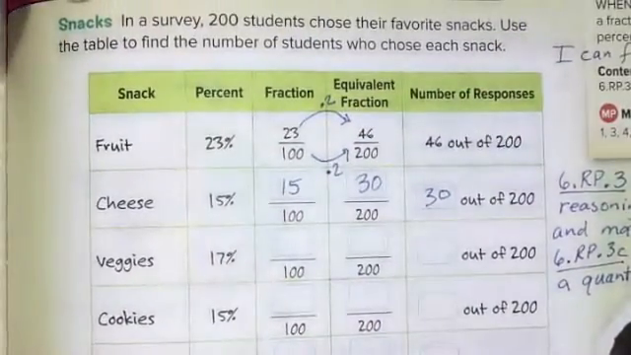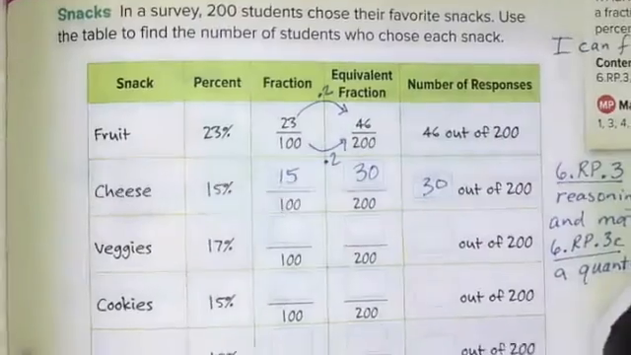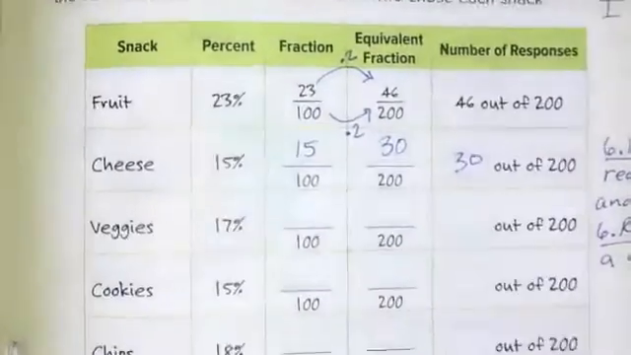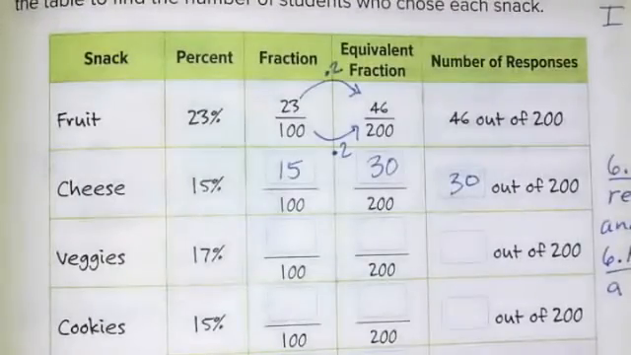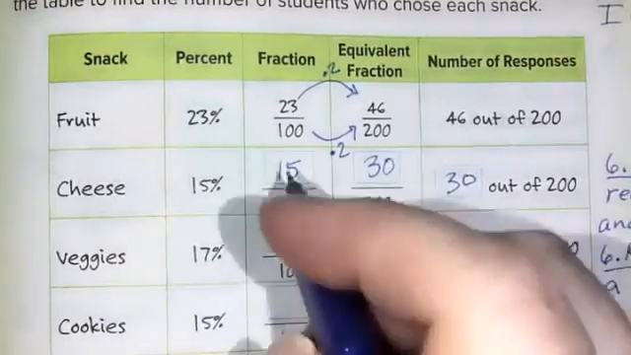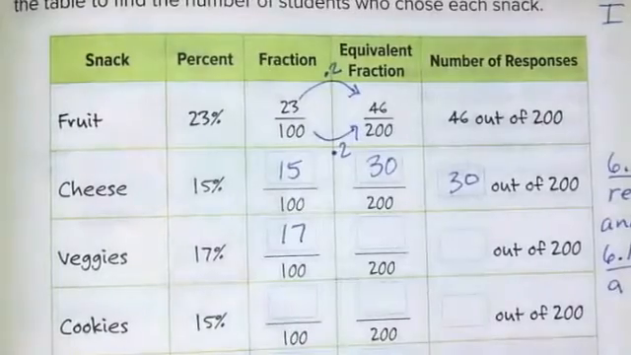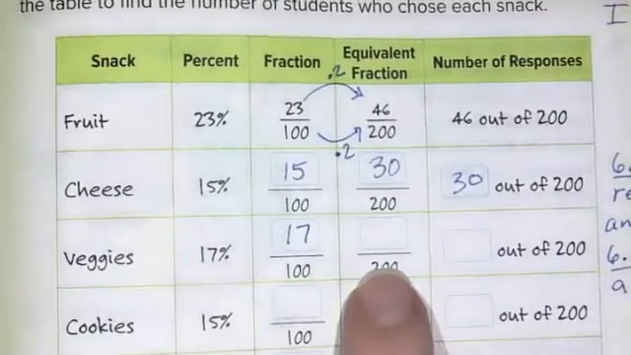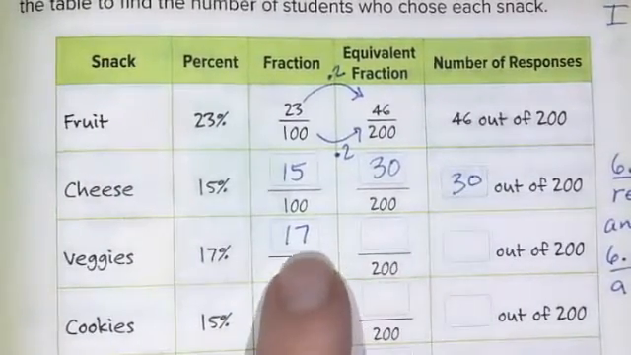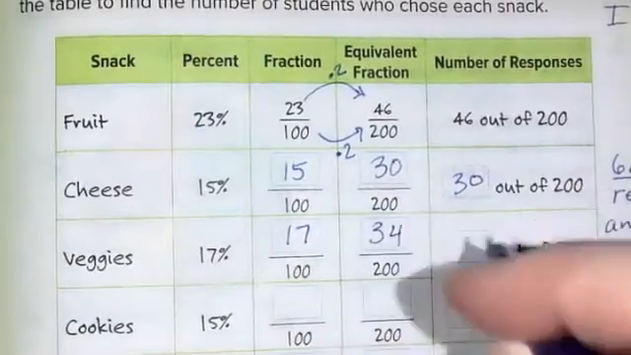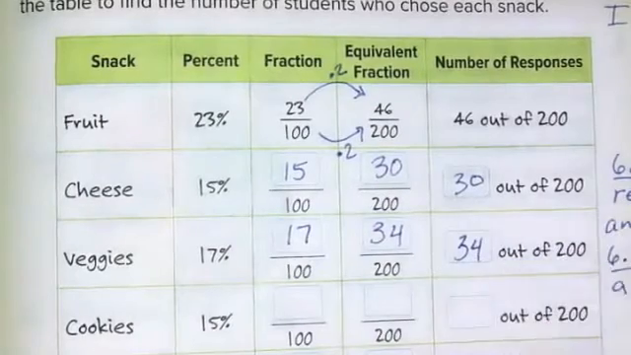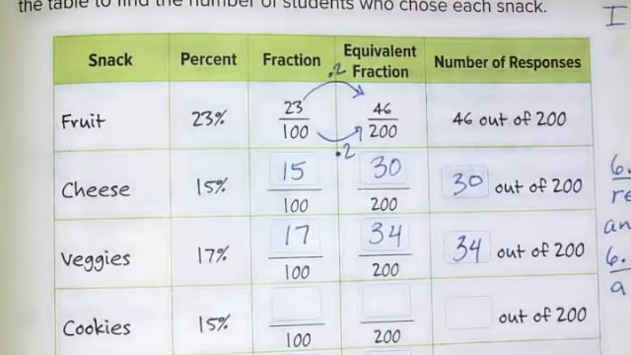Vegetables. 17% of students chose vegetables as their snack. So 17% means 17 per 100. To get from 100 to 200, we doubled it. So to get from our numerator 17 to the new numerator, we also need to double that. So it would be 34 over 200, or 34 out of 200 students who chose vegetables as their snack.